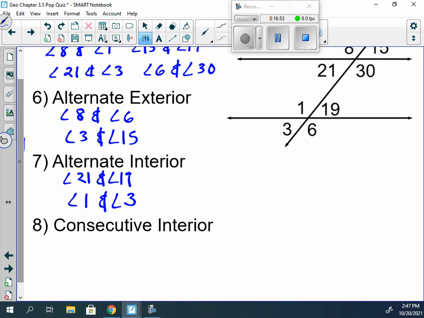And lastly, consecutive interior angles. Consecutive means one after the other. And interior is going to be inside, guys. So we'd have 21 and 1 as consecutive interior. So interior is inside? And then 30 and 19. 30 and 1, yes, for alternate interior. Is that an 8? Or what is that? 21 is angle 1.